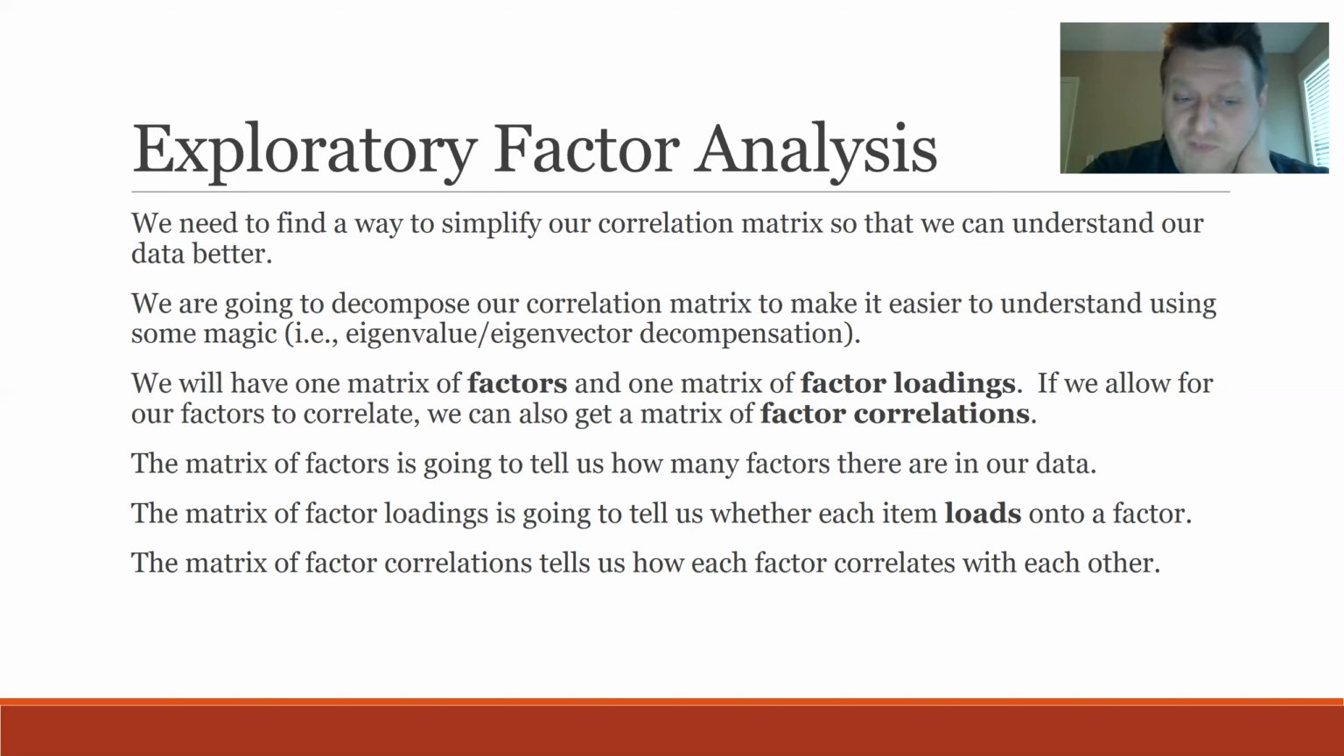The matrix of factor correlations is going to tell us how well the factors correlate with one another. What's the relationship between extroversion and agreeableness? What's the relationship between neuroticism and conscientiousness? What are these higher order relationships among our personality traits? The matrix of factor correlations is going to tell us this.